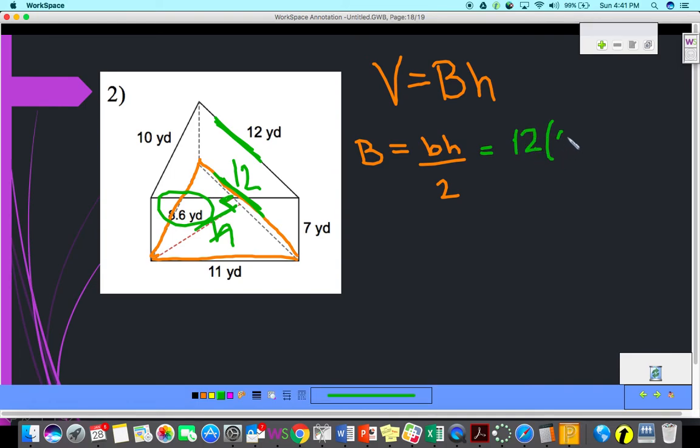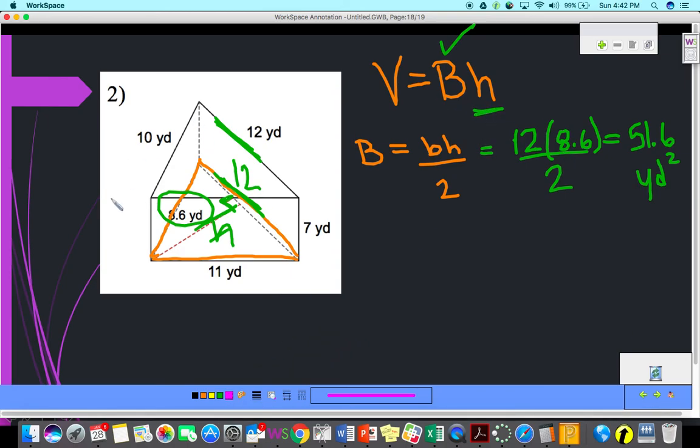So I'm going to take 12 times 8.6 divided by 2. And when I multiply that out, I get 51.6 yards squared. Now, please don't stop there, because what you found right now is the base area, and you have to finish this problem by multiplying that value by the height.